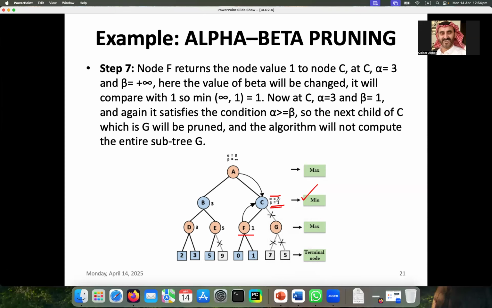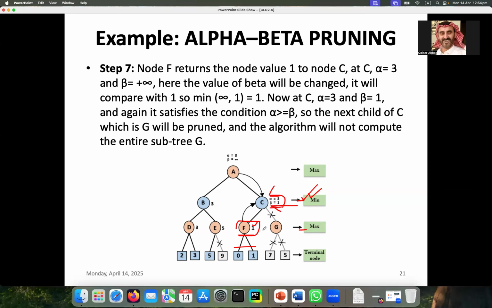Anyhow, now this is the move for the min. By opening all these branches, we have seen that we are getting maximum value 1 for this max player. And this value can become the value of the min player at this level. So that's why we are writing beta is equal to 1. Now alpha is the value for the max, and beta is the value for the min.